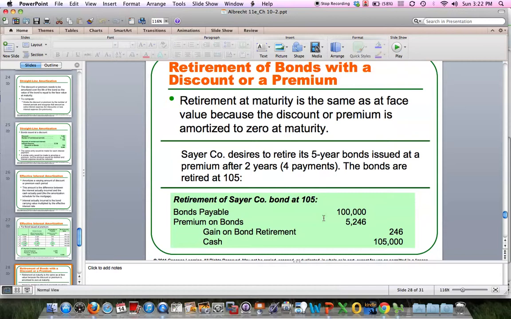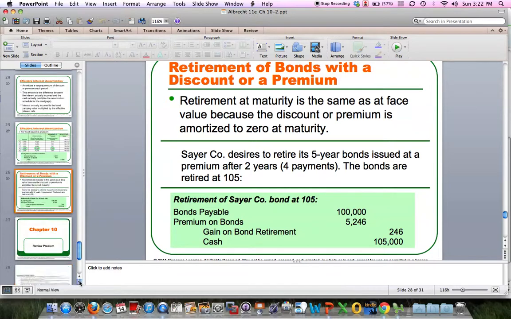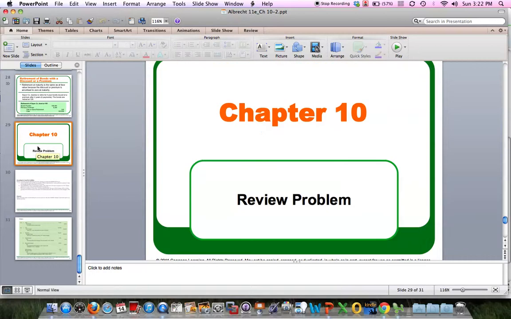In this example, they're retiring the bonds with a discount or a premium. After 2 years, which is after 4 payments, they're going to call the bonds back. They're going to pay 105, so I have to pay an extra $5,000 to get these bonds back. We credit cash for 105 and debit bonds payable for the 100,000. We then have to debit any premium that's left to get it off the books, and the difference simply goes to gain. In this example, we have a small gain. Of course, we could have a loss like we had earlier. So that gain or loss is basically a balancing entry, what it takes to make it balance.